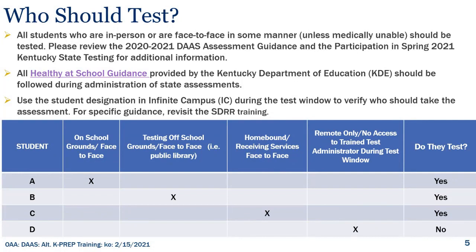So before we talk about test specifics, we should first talk about who will be expected to test this spring. As we just discussed on slide 4, for medical non-participations, if you have a student who is in person or receiving services but unable to test due to a medical situation, then a medical non-participation may be necessary. However, for those students who are in person and receiving instruction, maybe on school grounds, they would be expected to test as represented here on slide by student A in the example.